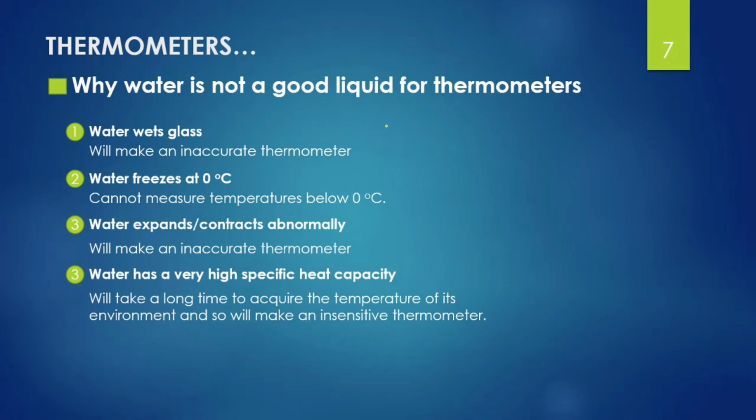Here we have some reasons why water is not a good thermometric liquid. We cannot use it. One of them is that water wets glass, so water clings to the walls of the glass, so it will make an inaccurate thermometer. Water freezes at 0 degrees, so we cannot measure temperatures below 0 degrees Celsius. Water expands and contracts abnormally.